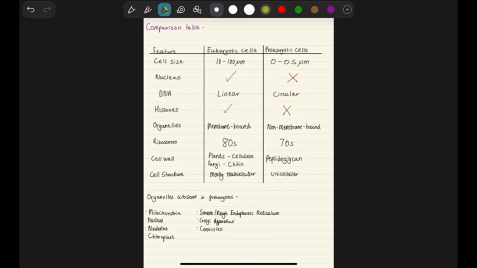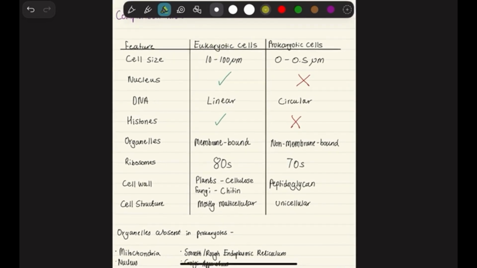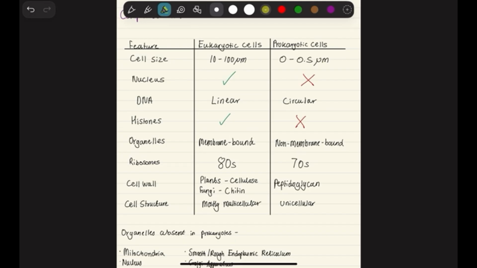So the cell size, just know your eukaryotic cells are larger. So 10 to 100 micrometers versus 0 to 0.5 micrometers. If you don't remember the exact sizes, not the end of the world, but just know that eukaryotic cells are larger, they're more complex. We talked about nucleus, DNA, histones, organelles, and ribosomes.